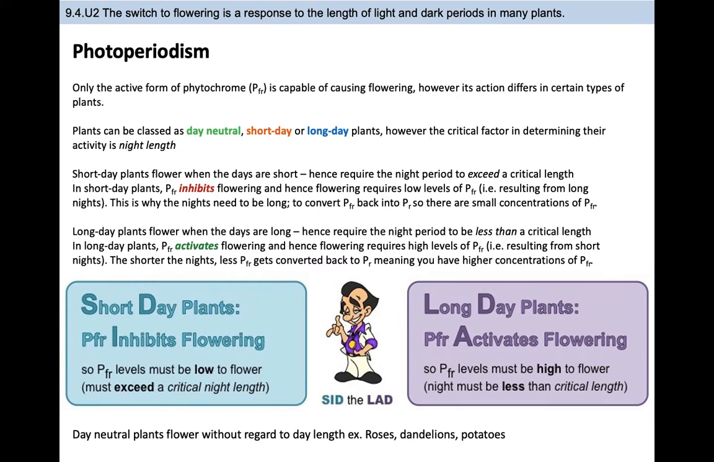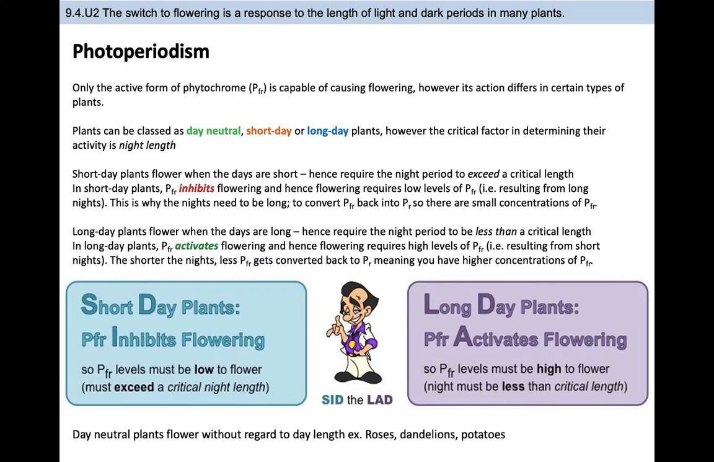So there's going to be a certain time period, and as long as the nighttime is longer than this particular period, then these plants will bloom. Once again, these short day plants will flower when the days are shorter. So they require longer uninterrupted nighttime.